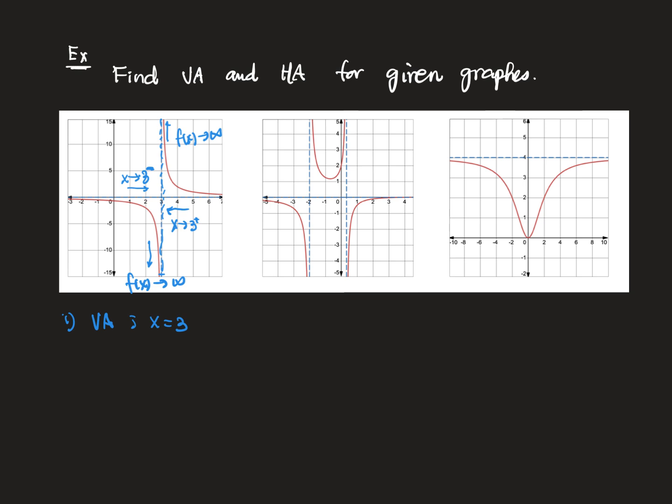Horizontal asymptote this time: x is going in this direction. What happens? This one gets close to this horizontal line, so this is y equals 0. Let's go in this direction, x going to negative infinity. This graph also gets close to this line, y equals 0. That's what you're going to find.